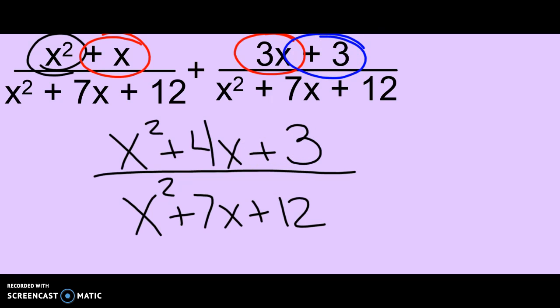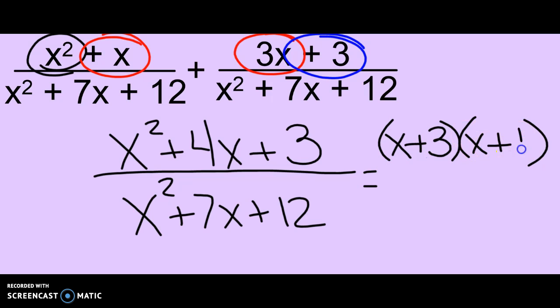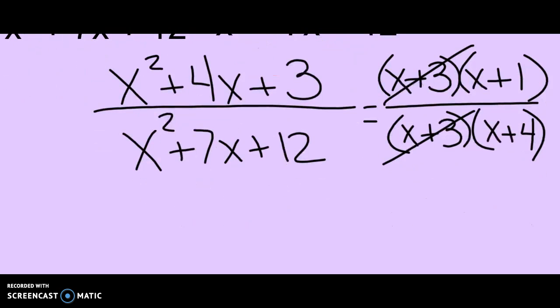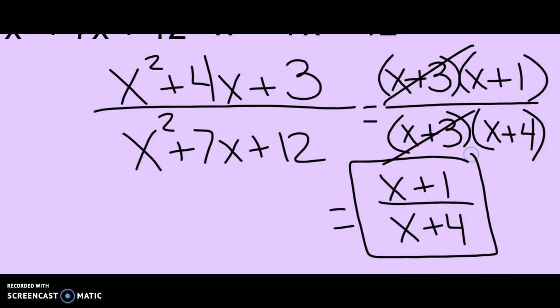All right, these look like they can be factored, because we can't just cancel out from here. These are connected with pluses and minuses, so we cannot just cancel them out. So let's factor that. I'm thinking that's going to be x plus 3 times x plus 1. And then factoring this denominator is going to be x plus 3 times x plus 4. Once you cancel out the common factors, you're left with x plus 1 over x plus 4. And that's basically your answer.